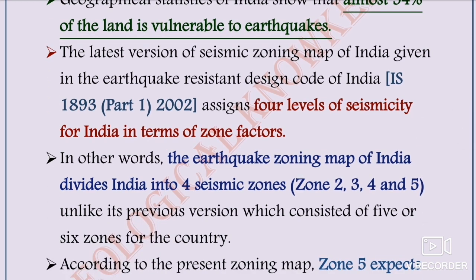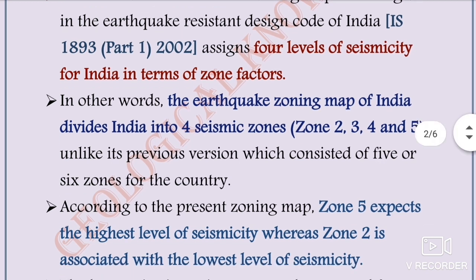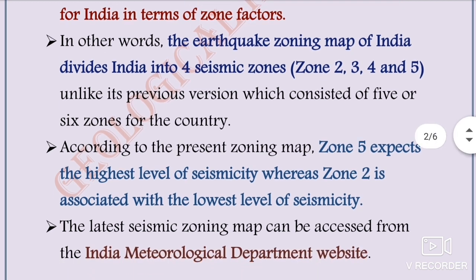Or in other words, we can say the earthquake zoning map of India divides India into 4 seismic zones: zone 2, 3, 4 and 5, as we have already discussed, unlike its previous version which considered 5 or 6 zones for the country. So now there are only 4 zones. This question has already been asked not only in geology but also in other competitive exams. According to the present zoning map, zone 5 expects the highest level of seismicity, whereas zone 2 is associated with the lowest level of seismicity.